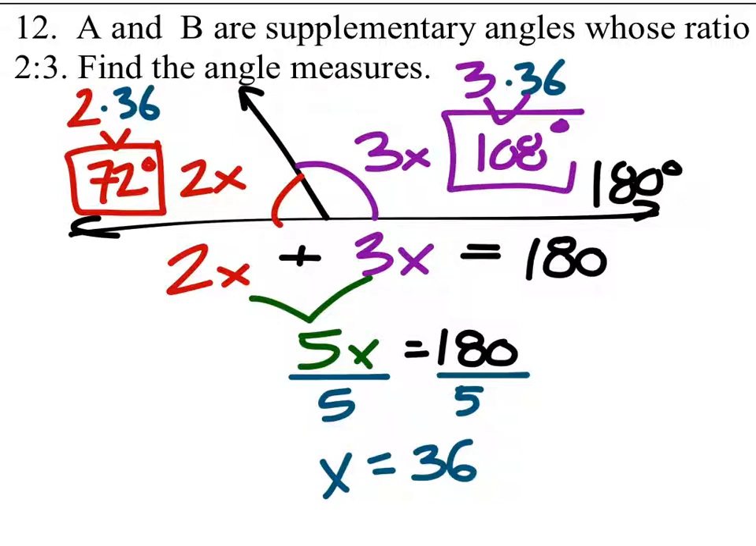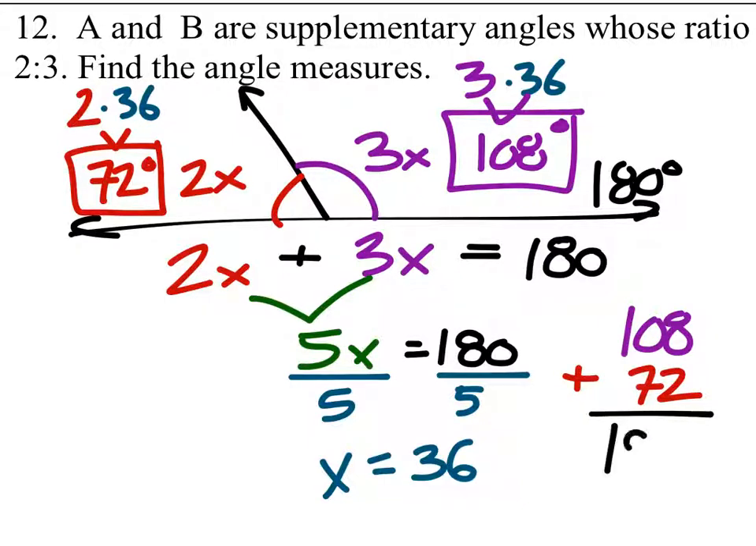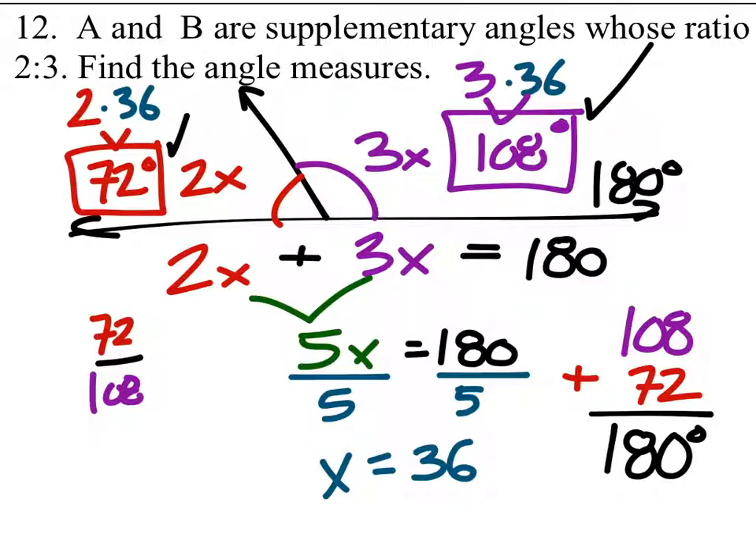And just to check, we can take that 108, and if we add it to 72, we should get 180 degrees, which we do. So both of these are checked off now. We should acknowledge that if we did 72 divided by the 108, this would simplify to a 2 to 3 ratio, which is also checking off this one.